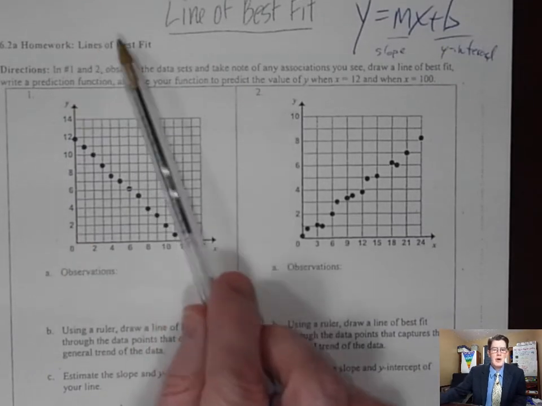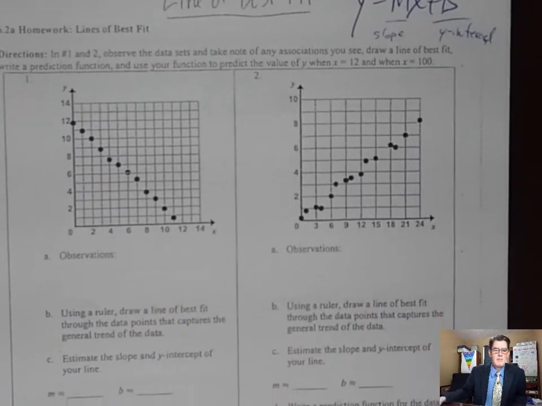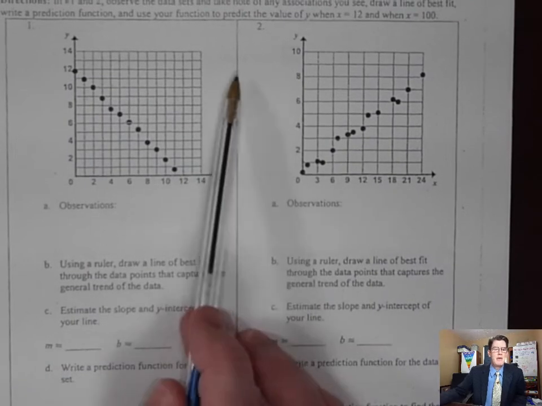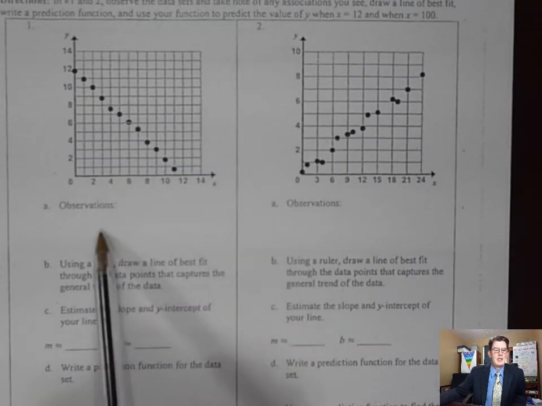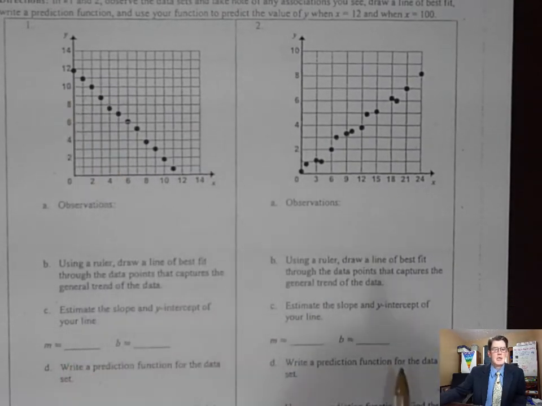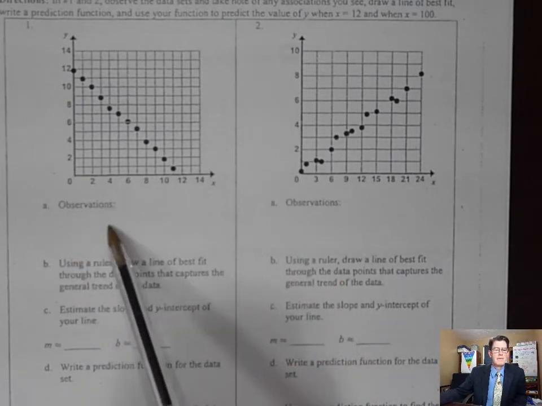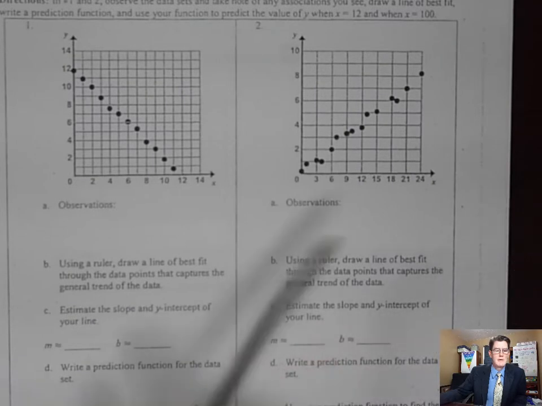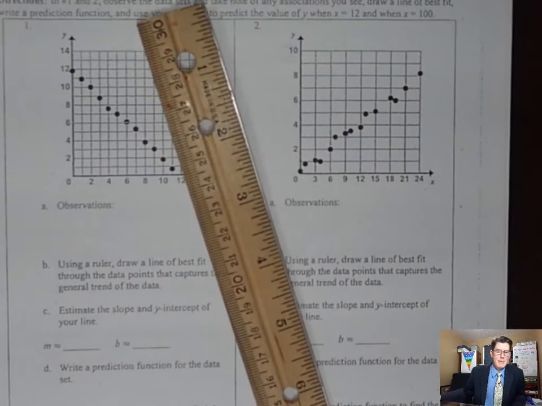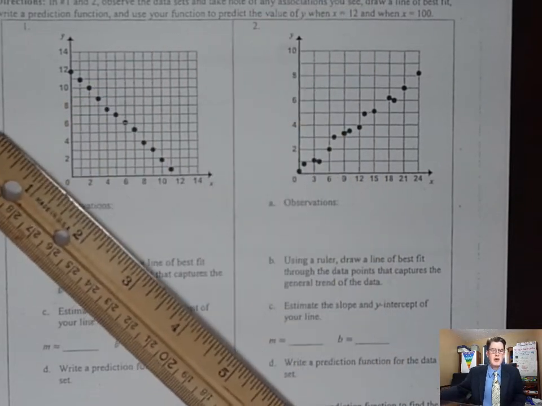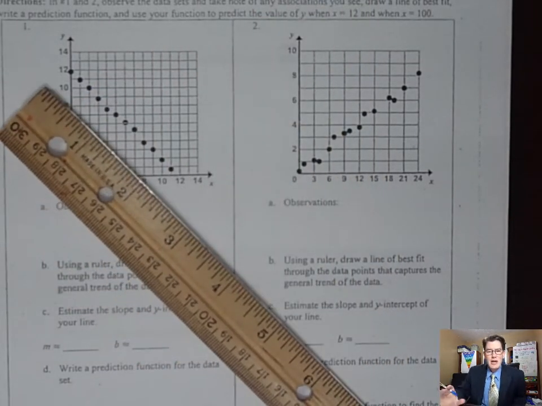So here we go. The directions are to draw a line of best fit. What do you see about this data? Well, in this observation, you can see that it's got a negative association. It looks linear, so it's a negative linear association. Use a ruler, draw a line of best fit through the data points that captures the general trend of the data. Here, it may feel harder, but it's actually easier.